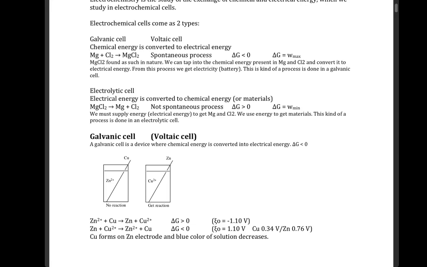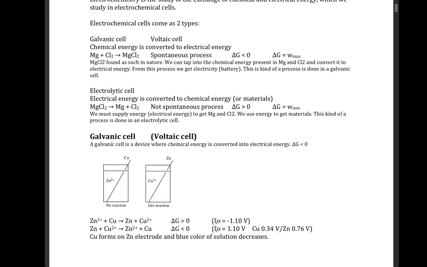The other kind of electrochemical cell is called an electrolytic cell. It's kind of the opposite to the galvanic cell. In an electrolytic cell, electrical energy is converted to chemical energy. That is to say, we get materials out of it. For example, if we take the way magnesium is found in nature when hooked to chloride, magnesium chloride, MgCl2, and we make Mg plus Cl2 from it, we have to supply energy.